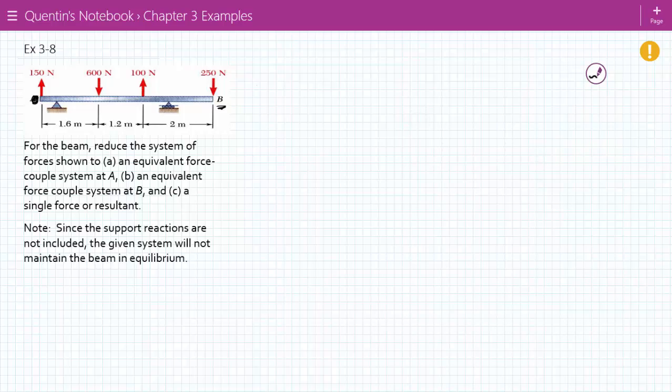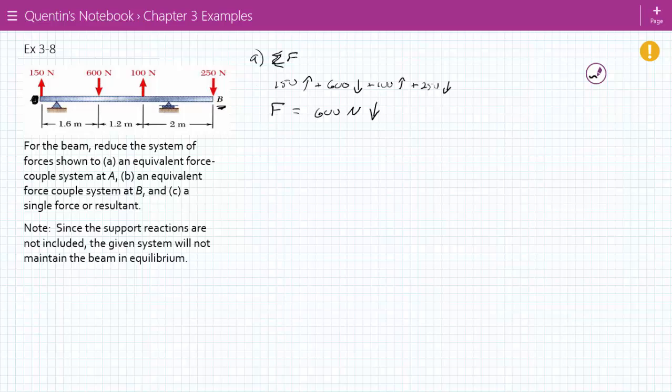So part A. At A, let's look at the sum of the forces. What are the sum of the forces? Well, you have 150 going up plus 600 going down plus 100 going up plus 250 going down. So what is the net result of that? There's a net force of 600 newtons going down.